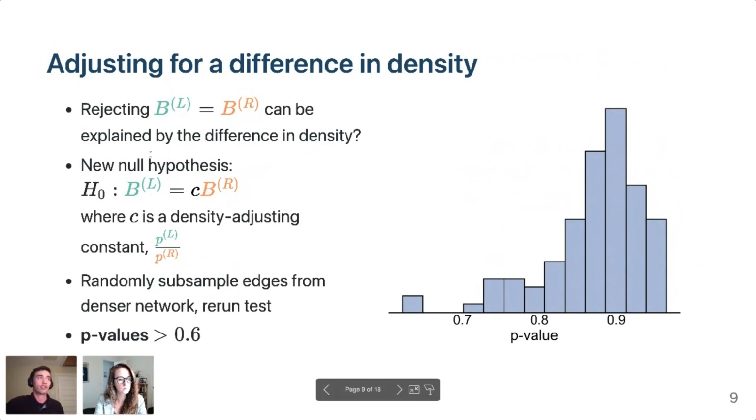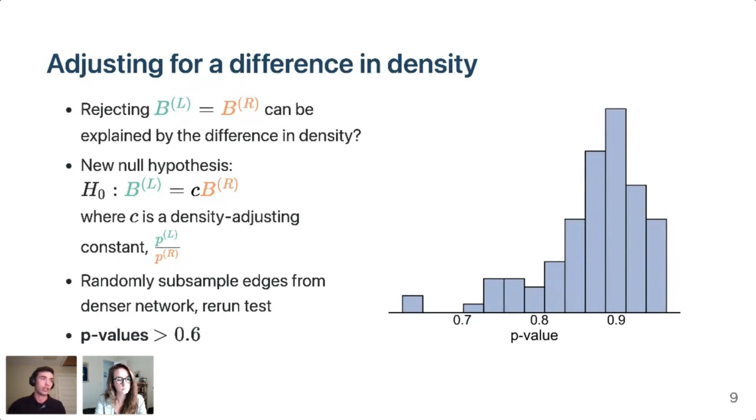So perhaps we now think that maybe the connection probabilities on the left side are just some scaled version of the connection probabilities on the right. We can write that as a new null hypothesis, where we're saying that B left is some scaled version of B right, where c is a density-adjusting constant to account for what I just said. There are a few different ways you could run a test using this correction, and the simplest and most intuitive one, which I'm showing here, is to randomly subsample edges from the denser network, make it match the density of the network on the left, and then rerun this test.